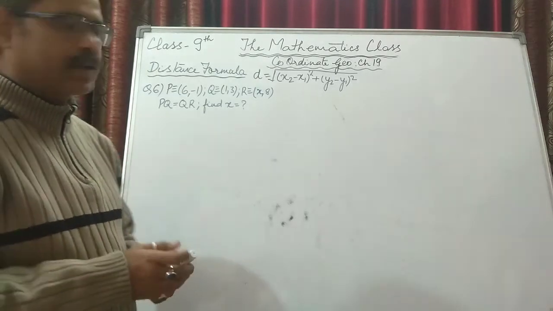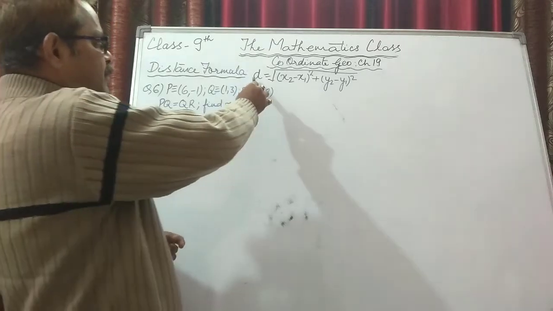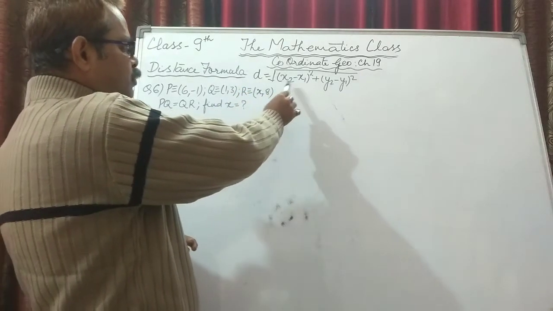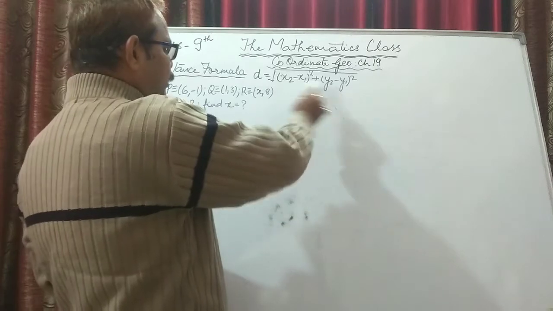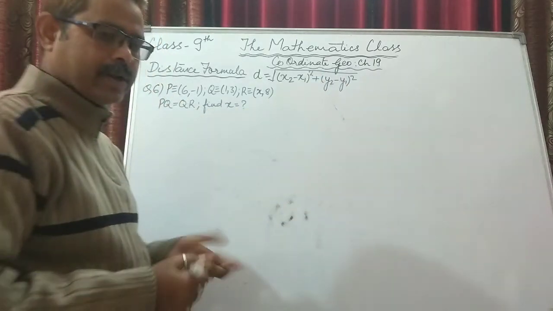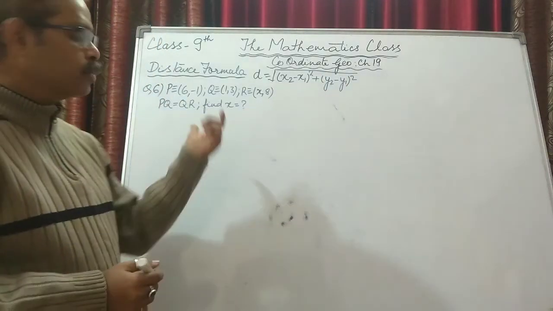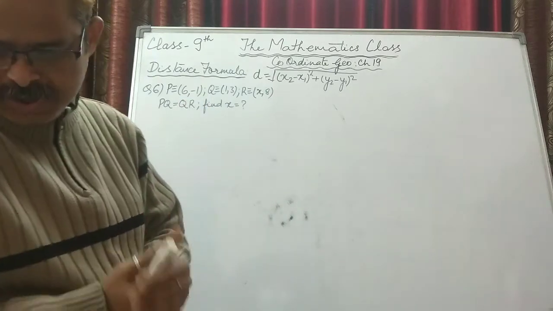In the previous class we have studied about the distance formula, how to find out the distance between 2 points when their coordinates are given. D stands for distance, represented by the square root of (x2 minus x1) whole square plus (y2 minus y1) whole square. Now I move on to the next question, question number 6.